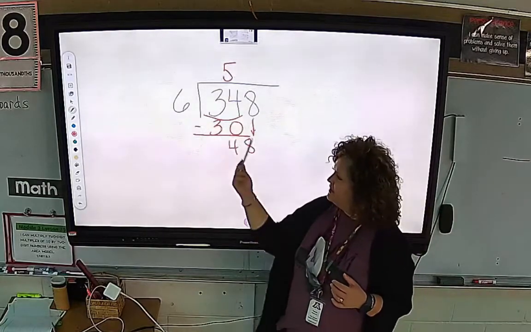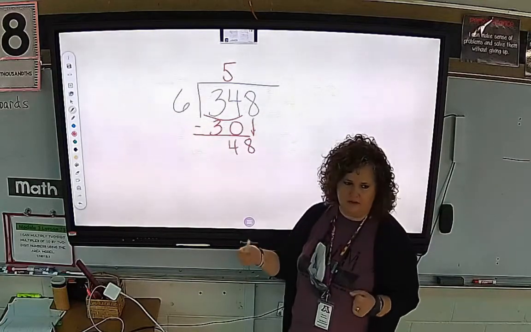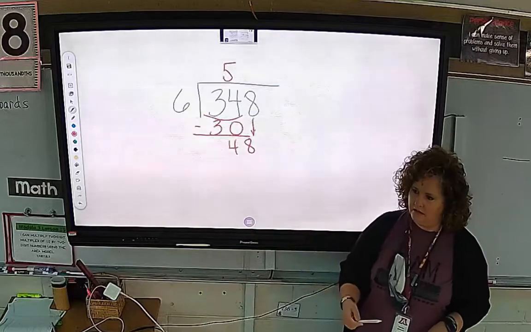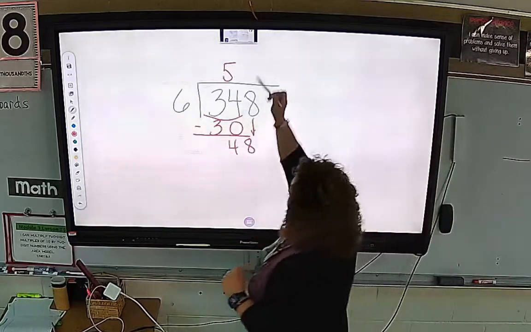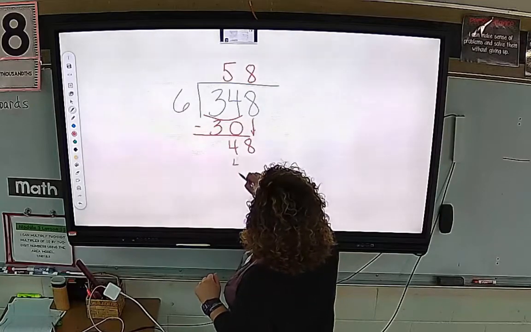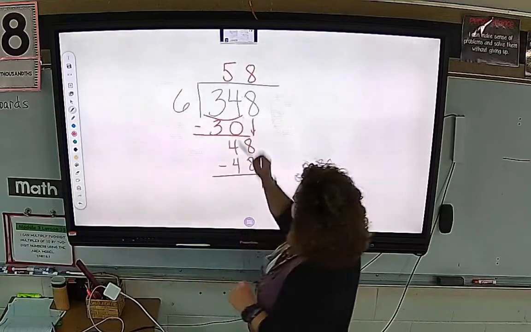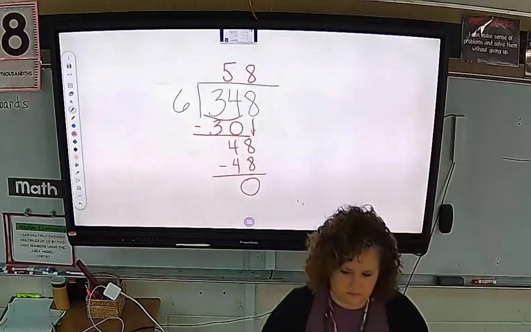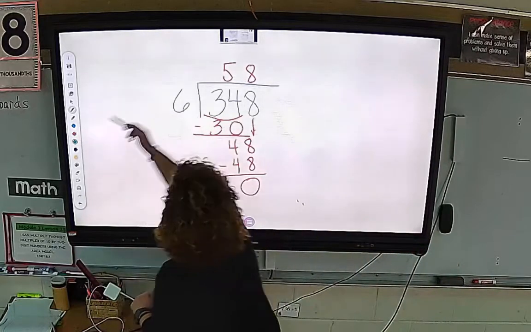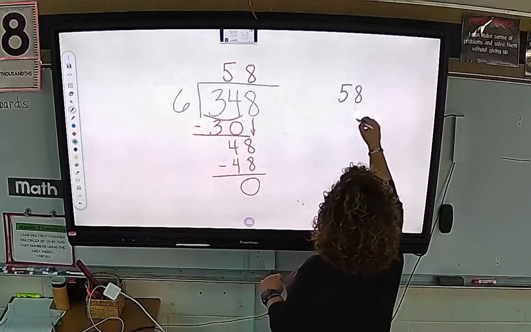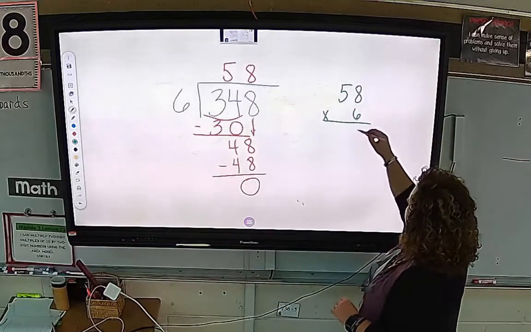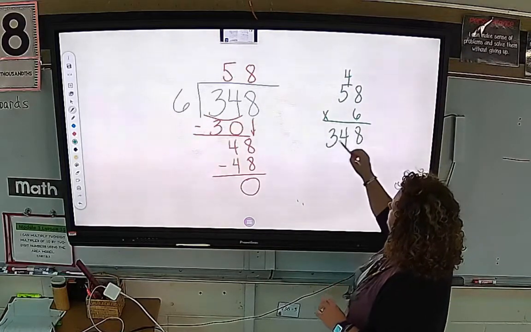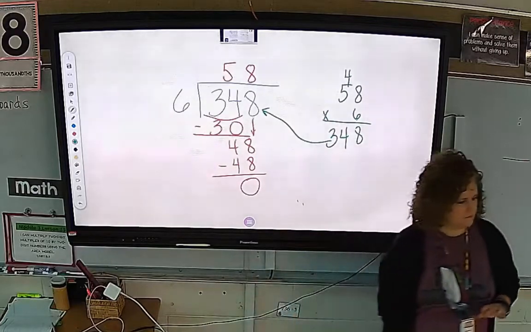And if you're like me, anytime I see a number that I know is a fact family, I'm like, oh, this is awesome. It's going to end easily. So how many 6s can we get out of 48? Yeah, 8, because 6 times 8 is 48. Okay. So 48 minus 48 gives us 0 with nothing else to bring down. So our answer is 58. We wanted to check it. 58 times 6. 6 times 8 is 48. 6 times 5 is 30, and 4 more is 348, which is here. Okay? All right, no problem there.